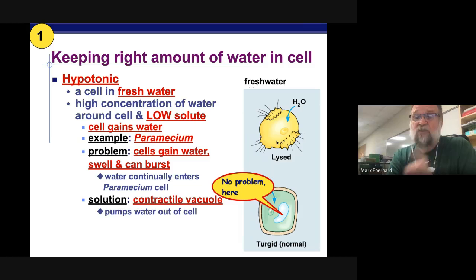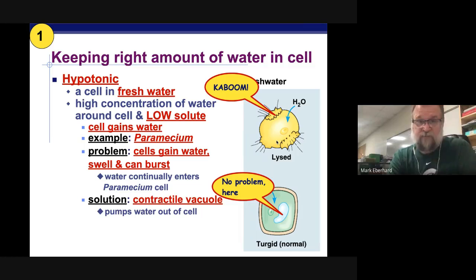So for plants, no problem here. They love the hypotonic conditions. Animal cells, oftentimes it leads to kaboom, rupturing and dying if it stays hypotonic too long.